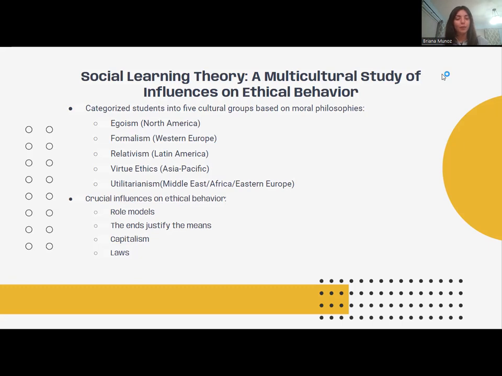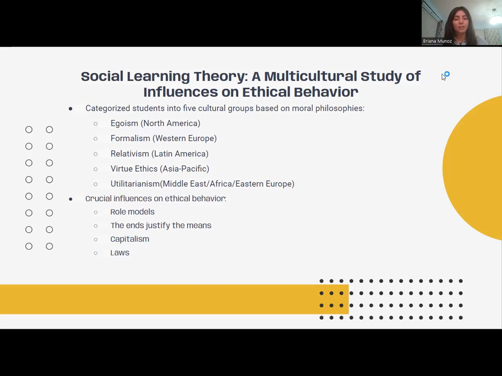So for role models, the social learning theory suggests that individuals learn by imitating role models. This study set out to investigate whether the perceptions of these role models engaging in ethical or unethical behavior would influence the students' ethical standards. The key research question that was raised was, do perceptions that managers engage in unethical behaviors lead to increases in unethical behavior in different cultures?